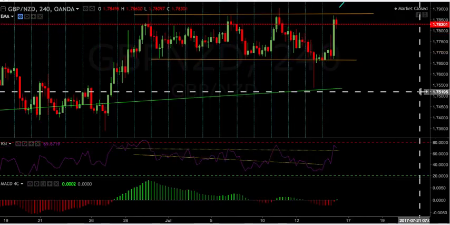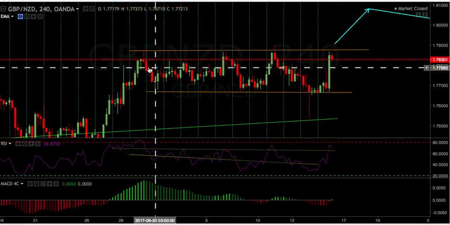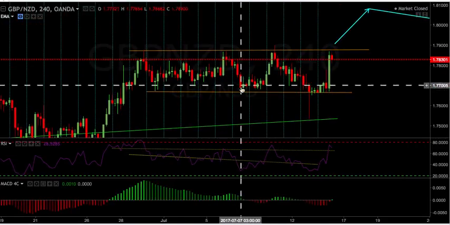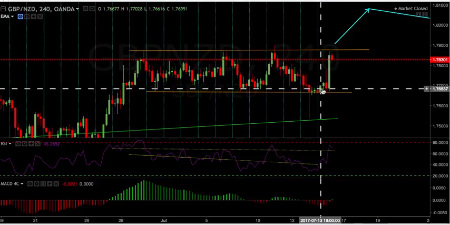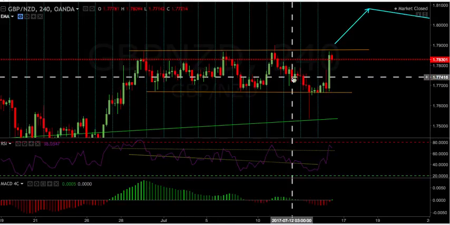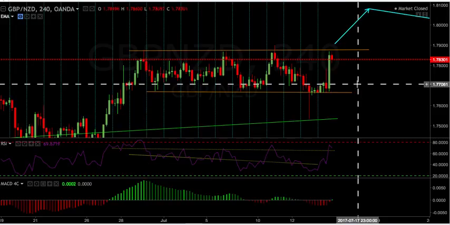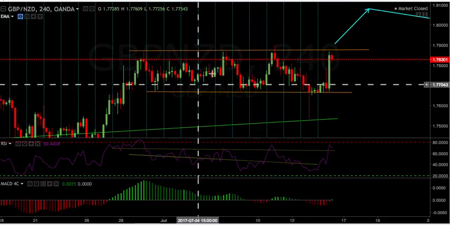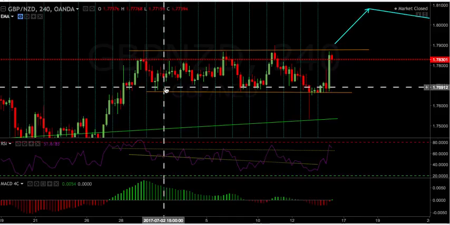All right, 4-hour. We've had a lot of waves in here. You see, we got 1, 2, 3, 4, 5. I know that's what I just said, right? Now it looks a lot cleaner on the 4-hour time frame. And on each one of these waves, there was an entry.